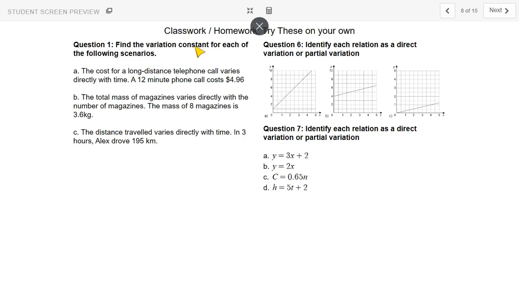Let's pause the video. I want you to try some of these questions on your own. Find the variation constant for each of the following. Identify the relationship as either direct or partial. And then in these equations, I want you to identify the relation as either a direct variation or a partial variation.